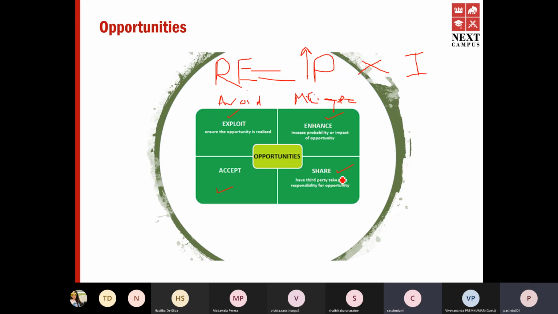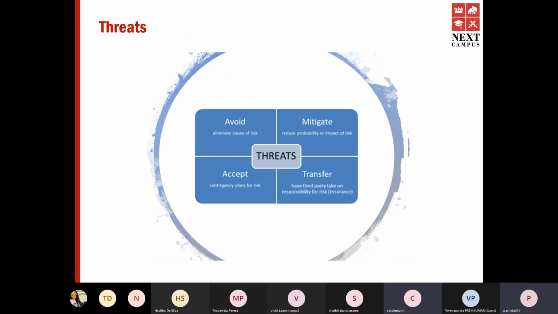Then what about sharing? What would you do with regard to sharing of a negative risk? You would transfer it. Okay, so the only common response for both positive risks and negative risks is accepting it. Doing nothing, we have a contingency plan and we would accept it.